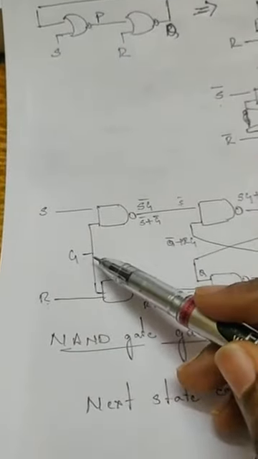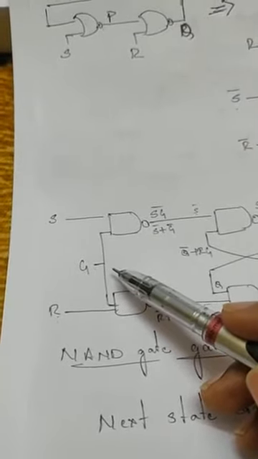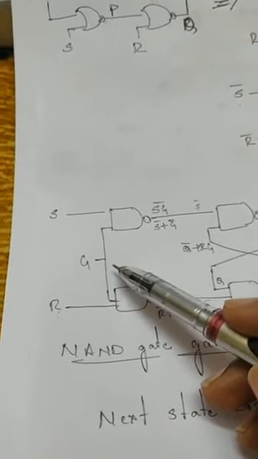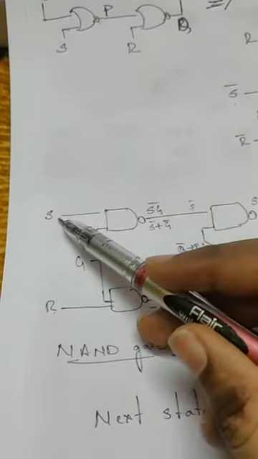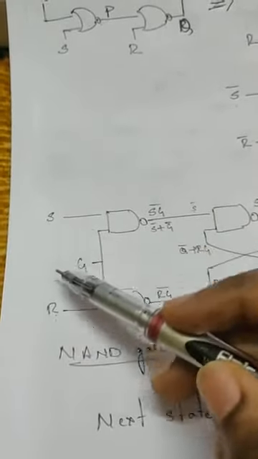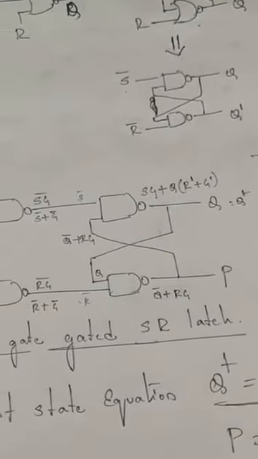Whenever the gate is open, when the gate is 1, or enable, I also call it an enable. Whenever it is enabled, it will take the input, what is S, what is R. If S is equal to 0, R is equal to 0, it retains its previous state. S and Q will retain its previous state.